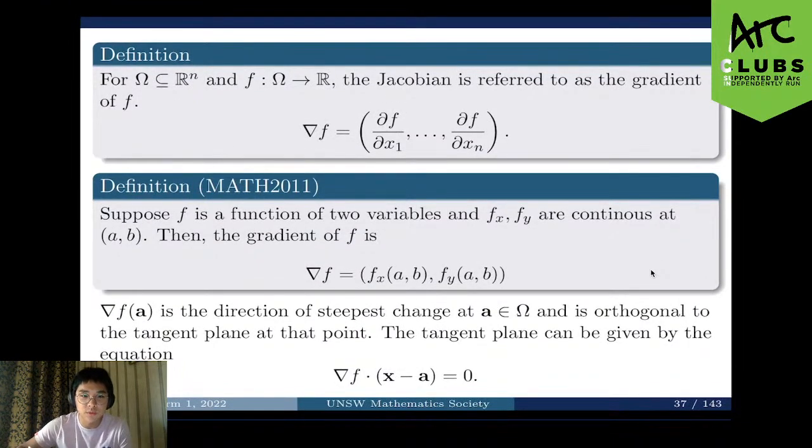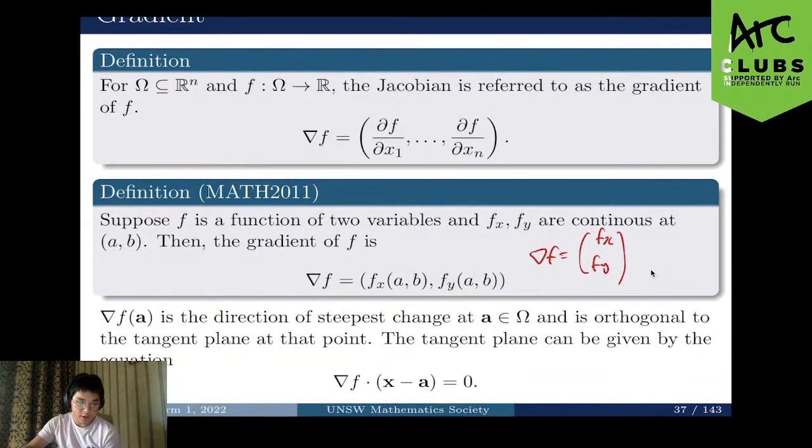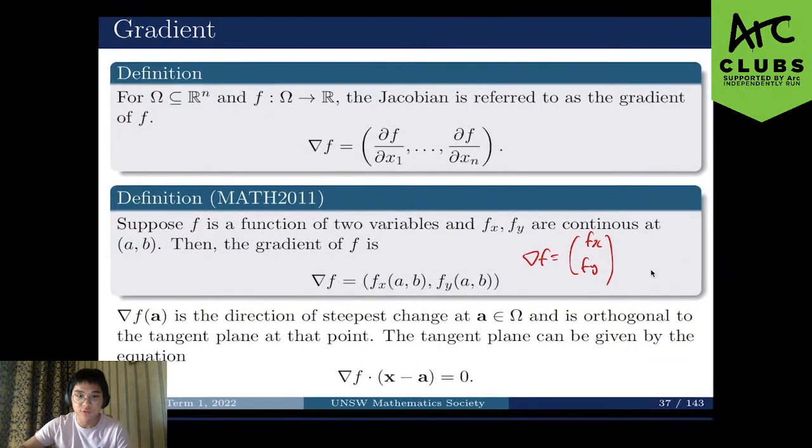So if we look at the MATH2011 definition, suppose f is a function of 2 variables, and f_x and f_y are continuous at (a, b), then the gradient is nabla f. So that's just (f_x, f_y). So the gradient is the direction of the steepest increase at a point a. The gradient is going to be the direction vector to where the function is increasing the most. So that's the first useful result we need to keep in mind. And the second thing is it's orthogonal to the tangent plane at that point. The tangent plane can be given by the equation.